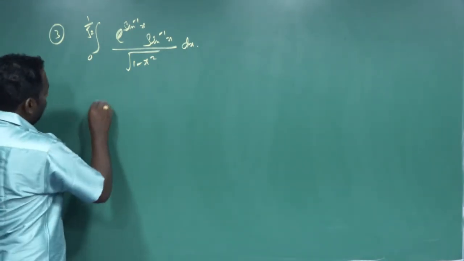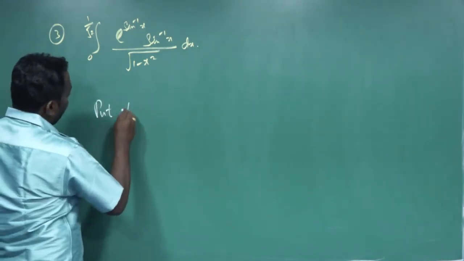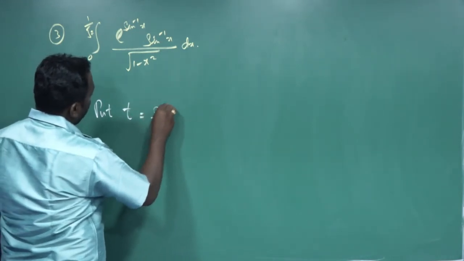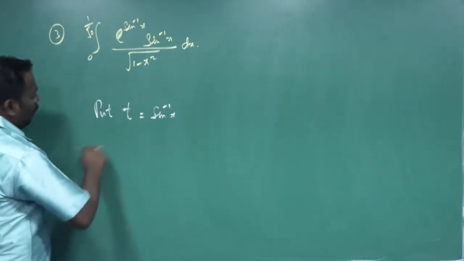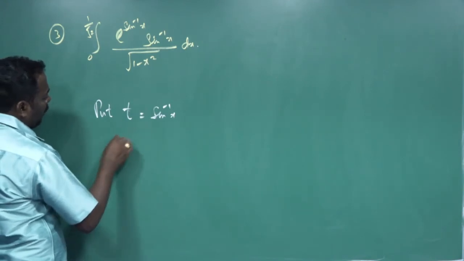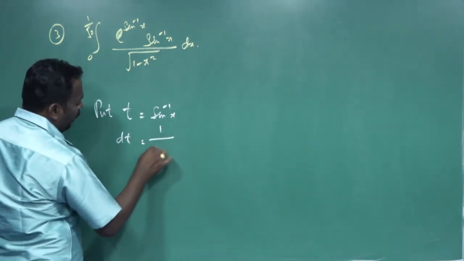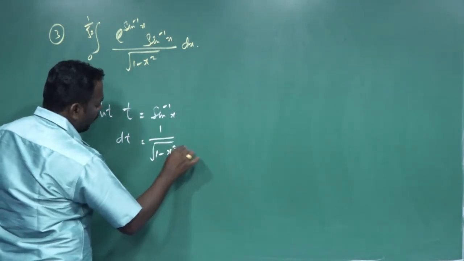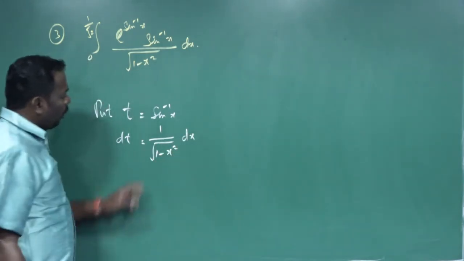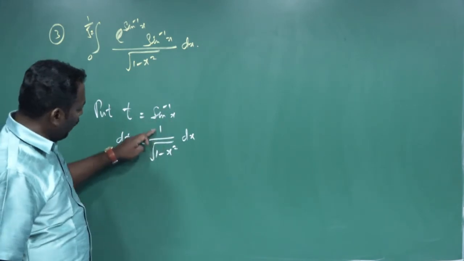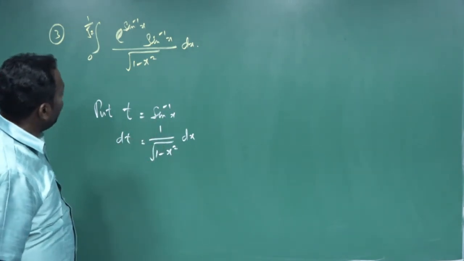Now put t equal to sin inverse of x. Differentiate with respect to x on both sides, therefore dt equals 1 by square root of 1 minus x square into dx. You know the differentiation of sin inverse of x is equal to 1 by square root of 1 minus x square.